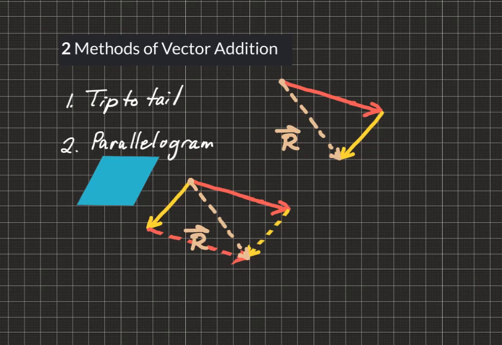And as you can see, the resultants for each of those are the same. The tip-to-tail method and the parallelogram method give you the same resultant vector. One method is better for some situations, the other method is better for others.